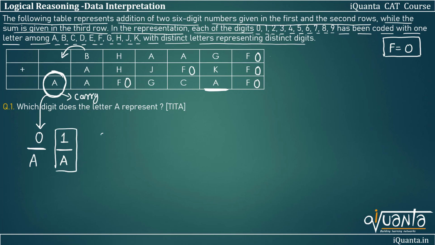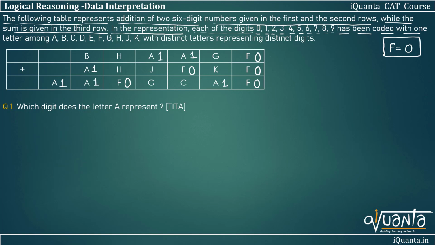Can we have a carry of 2 as well? No, it is not possible, because whenever you add two single digit numbers, the maximum carry that can be generated will always be 1. So that means A cannot be 2, it cannot be 3, 4, 5, 6, 7, 8, 9. So A will have a value of 1. Let me put A equals to 1.